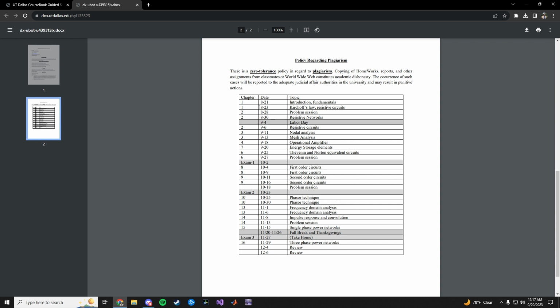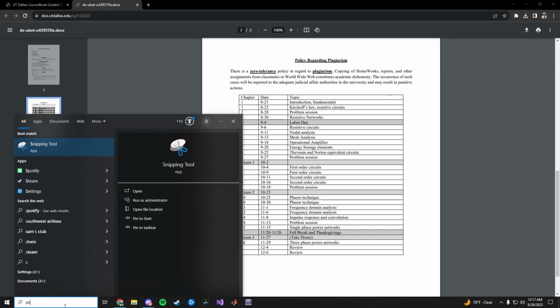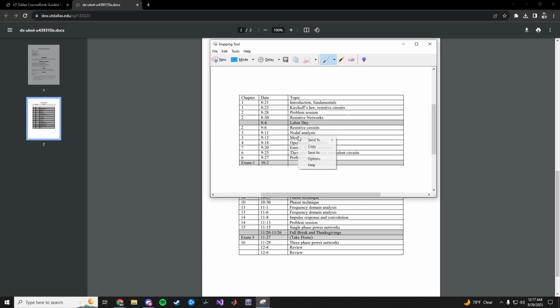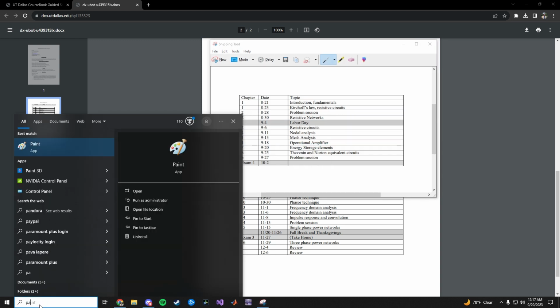So, I'm on the syllabus, and it looks like exam 1 is just a bunch of resistor networks. Alright, cool. Let's go ahead and get started. All the way up until here. Oh, and there's energy storage elements. Okay, that's good.